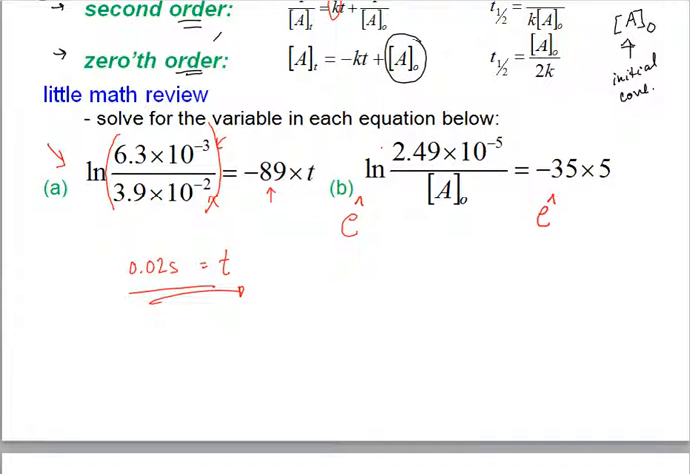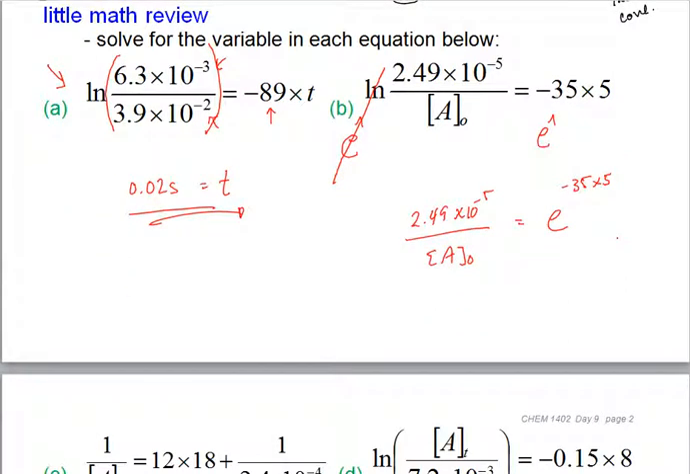All right? These end up canceling on you. So you end up with just 2.49 times 10 to the negative 5 all over A0 equals e to the negative 35 times 5. Okay. Now we do what Jasmine was talking about, right? Switch these guys. It's going to be an extremely big number. So A0 will come up here. This e will go to the bottom.